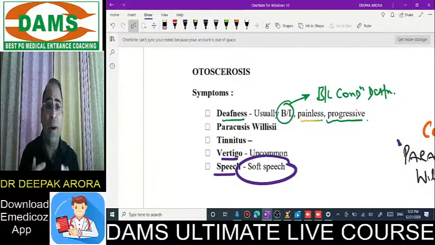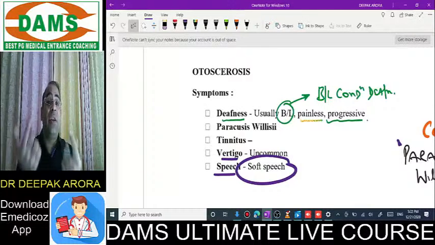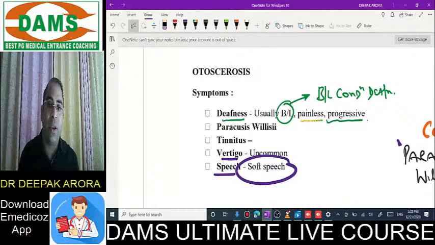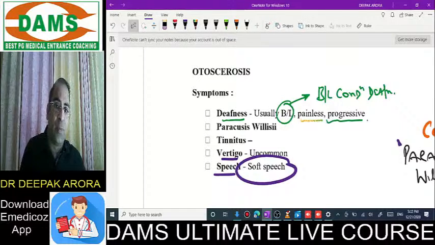When there is an abnormality in the middle ear, there is no disturbance coming when he is speaking out. So whenever he speaks out, he perceives his own voice in a very comfortable way. So the patient is hearing his own voice very nicely, so he always has a low intensity speech. So soft speech is equal to conductive deafness. It is not only for otosclerosis, any conductive patients.